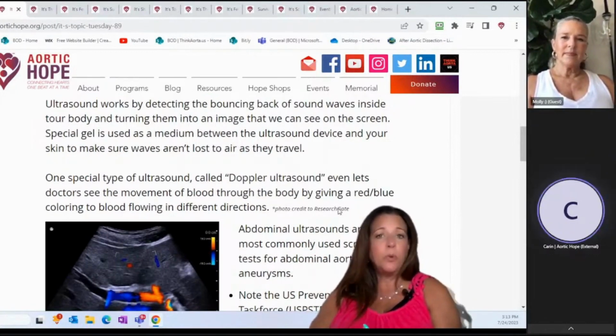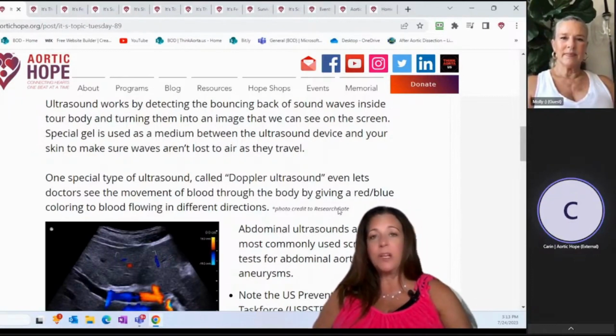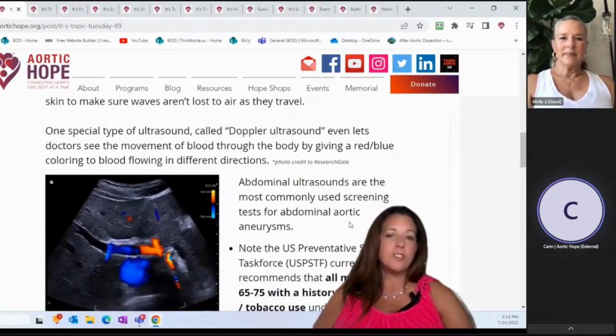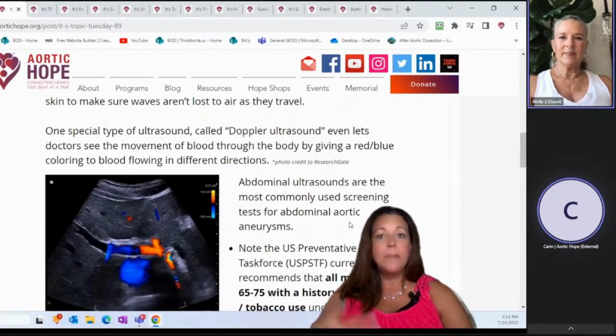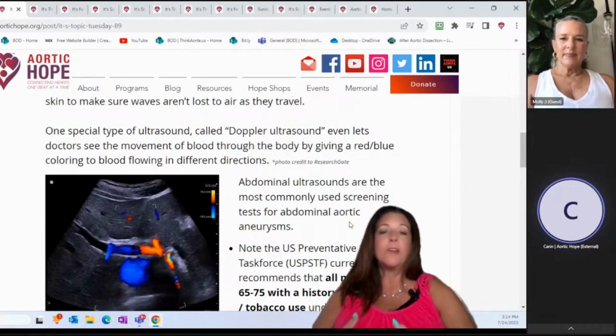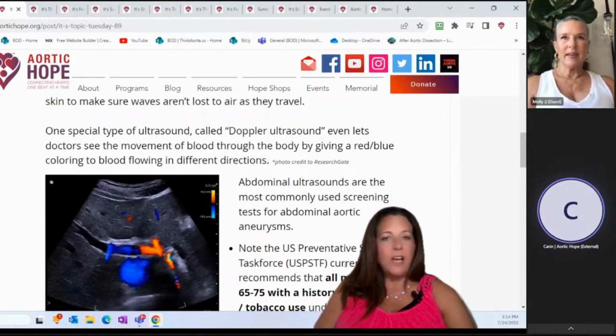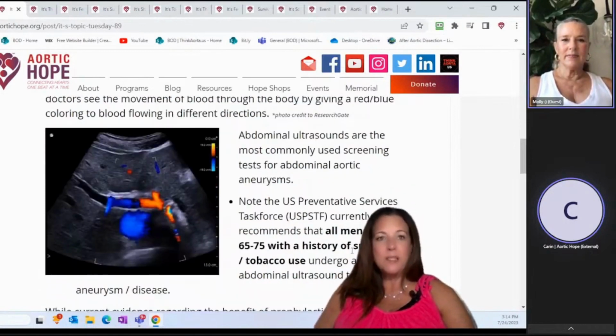So that gives a blue or a red coloring to the blood flow, and that shows the different directions that are happening with that blood flow. And abdominal ultrasounds are actually the most common test used for screening for an abdominal aortic aneurysm. They typically use these ultrasound machines with a wand. It's non-invasive, it doesn't hurt, but that's typically what they use.